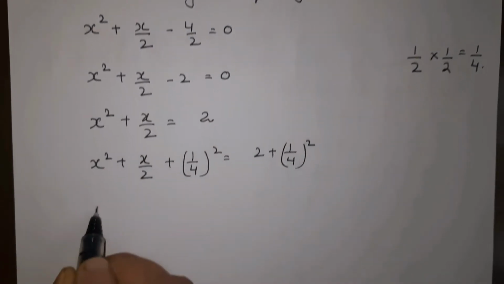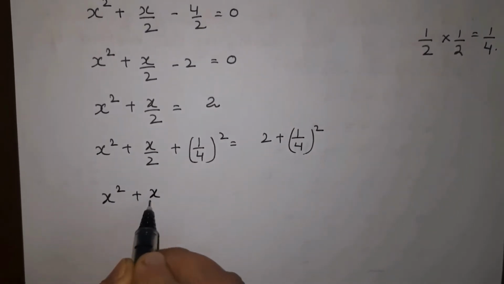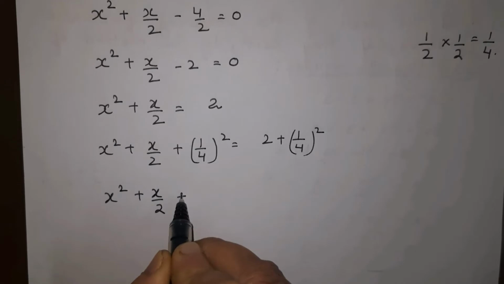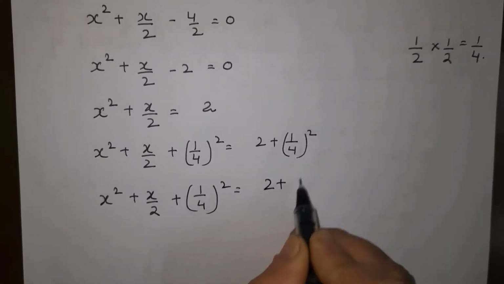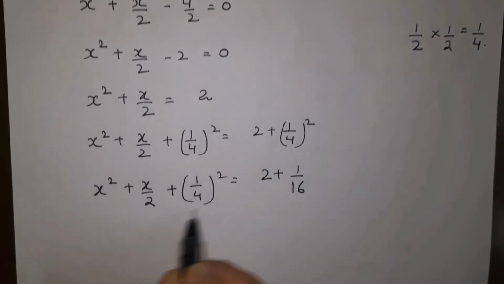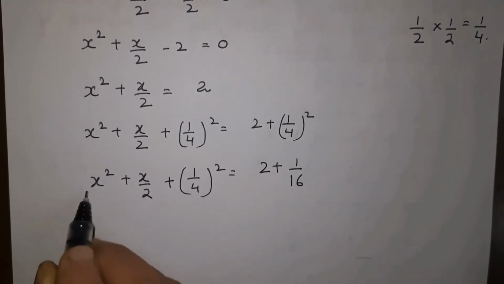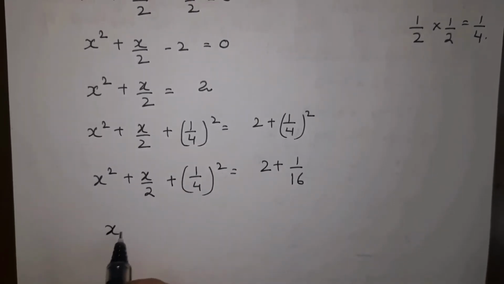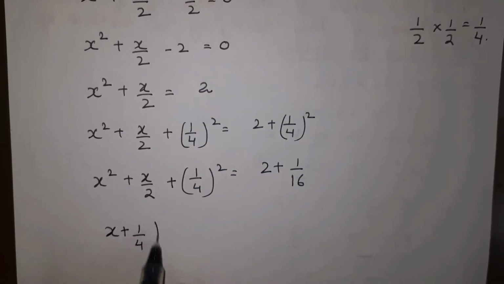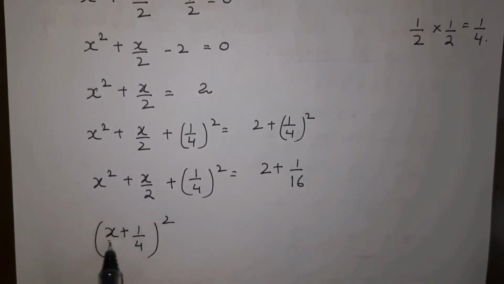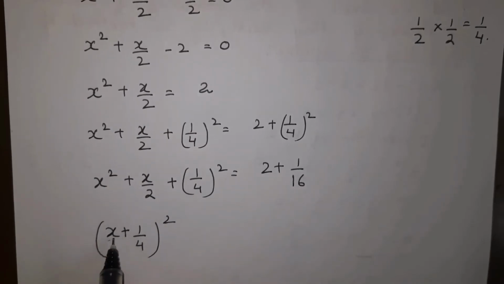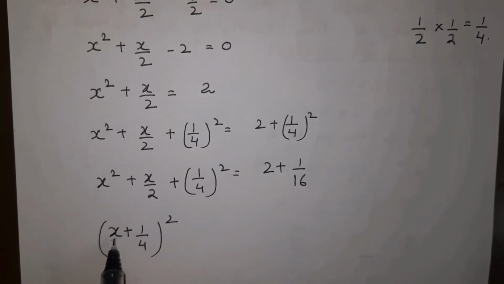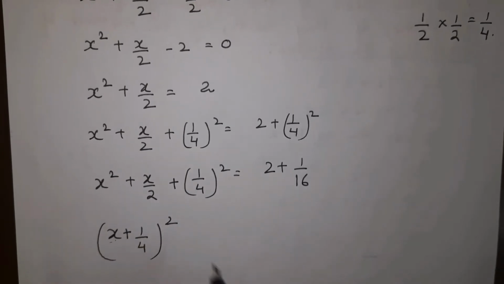So it will be x square plus x by 2 plus (1 by 4) square, and this is 2 plus 1 by 16. And if you will see, this is the expansion of (x plus 1 by 4) whole square. (a plus b) whole square is a square plus b square plus 2 into a into b. When we write 2 into x into 1 by 4, we will get x by 2.